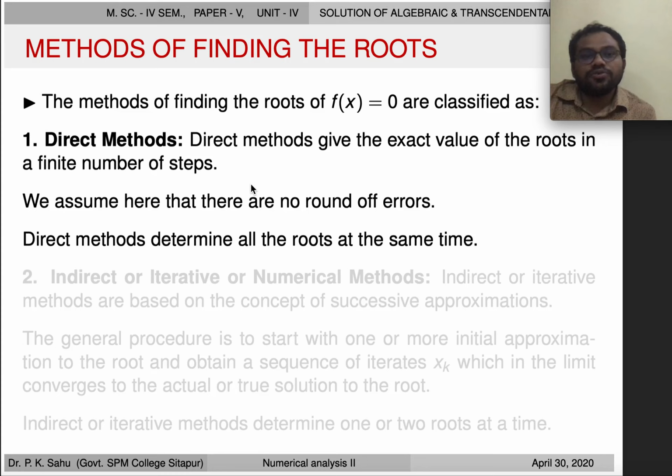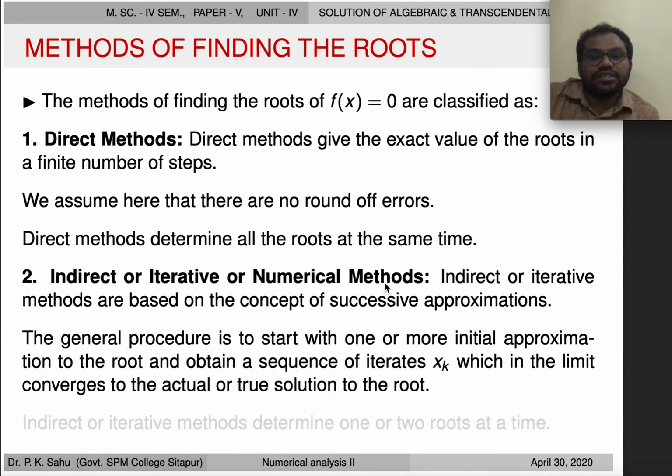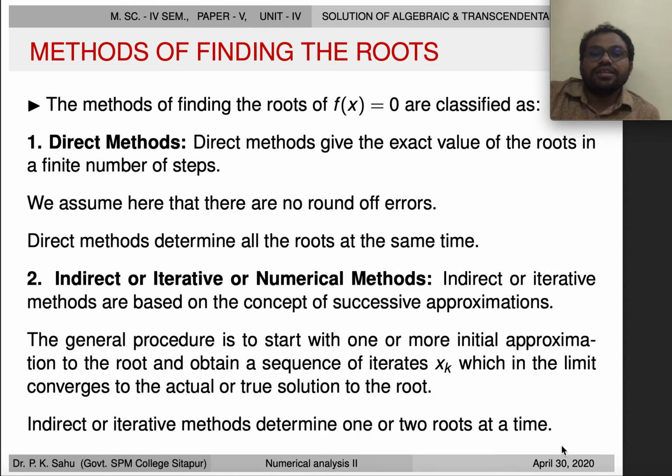Second method of finding root is indirect method or iterative method or numerical method. Indirect method or numerical method gives us approximate root. The general procedure to find root in numerical method is that we start with one or more initial approximation and then obtain a sequence of iteration which in general converges to actual or true solution of the root. The numerical method gives us one or two roots at a time.